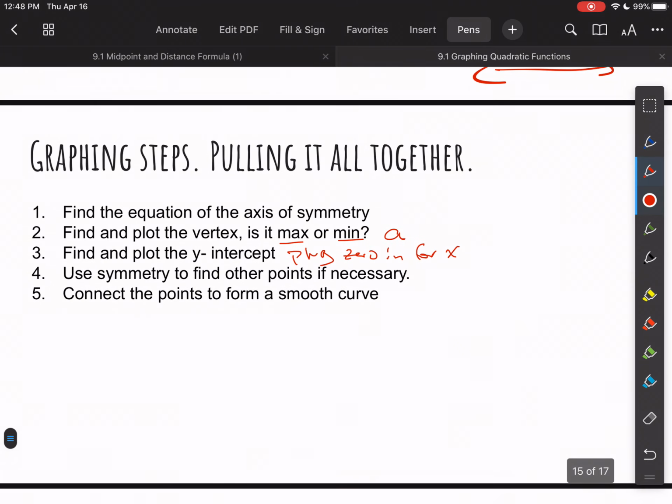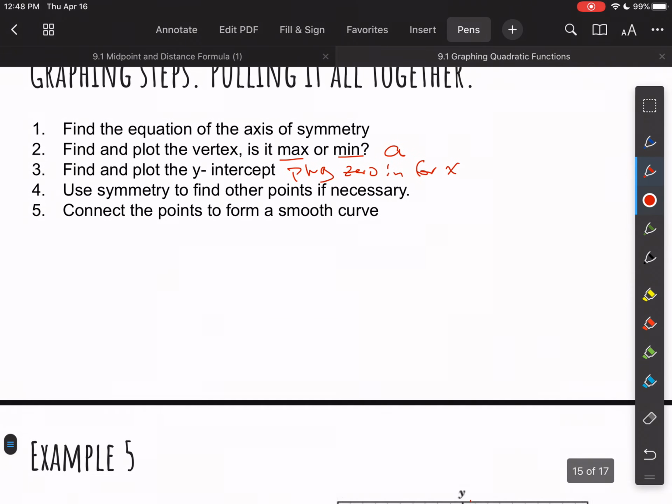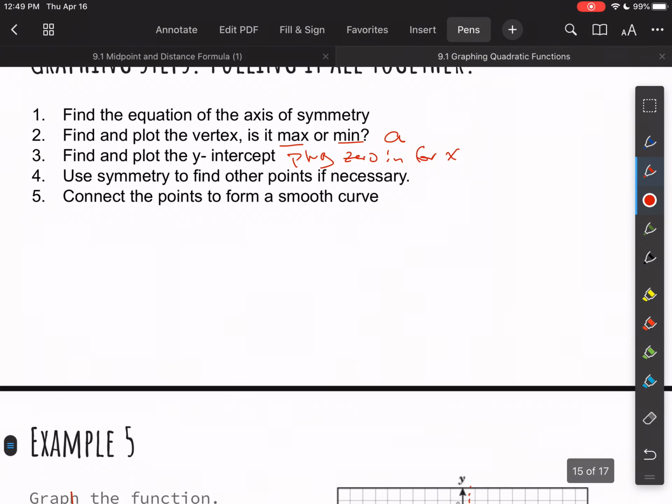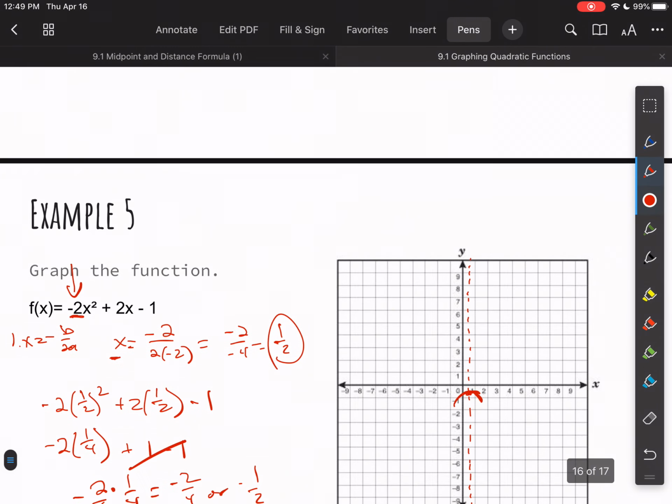Now we've done number 2, and it says to determine if it's a max or a min. Well, in this case, since this is a negative, this is our maximum point, so I know I'm going to be going down. Then it says find and plot the y-intercept. If you plug a 0 in here, that's at negative 1. So at negative 1 we have something, and then on the opposite side we have 1.